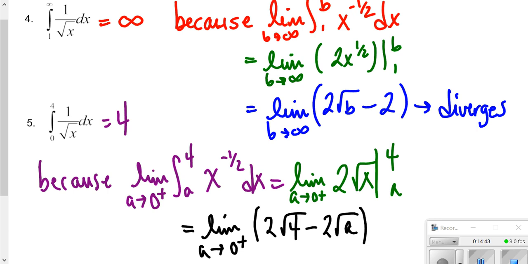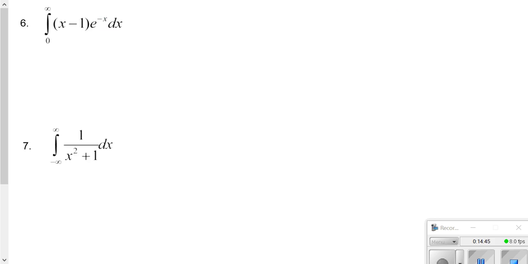Okay, let's proceed on. Question number 6 is a great question because it helps us review something we recently learned. Not only does this question have an improper integral issue because of that infinity, it also has an integrand that we need to do with integration by parts.